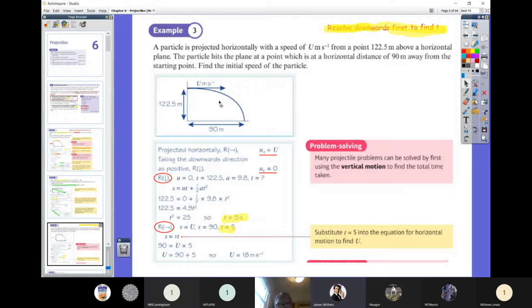where the information was given to us slightly differently. We had different unknowns, but the basics are all the same. If you are resolving vertically, your initial speed vertically is nothing. Resolving vertically, acceleration is gravity. Resolving horizontally, the acceleration is nothing, hence why s equals v times t.